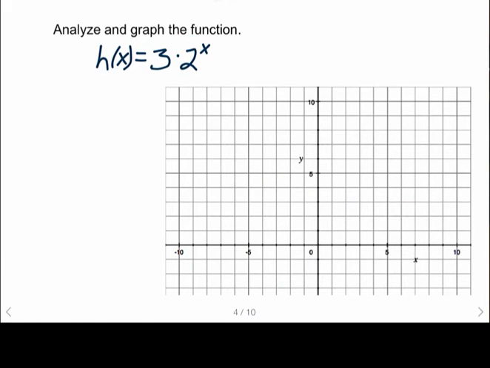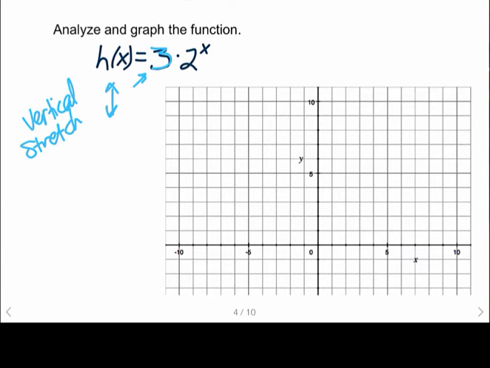Now we're going to see the effect of a coefficient out front. Here, same instructions, analyze and graph, and our function is h of x is equal to 3 times 2 to the x. As you may recall, a coefficient in front of a function is a scaling factor that can either compress or stretch vertically. Because our coefficient is 3, this is going to give us a vertical stretch. And the impact of that is actually not too hard to obtain.